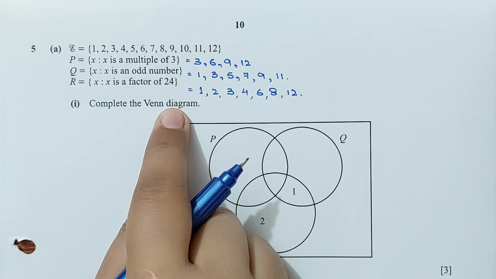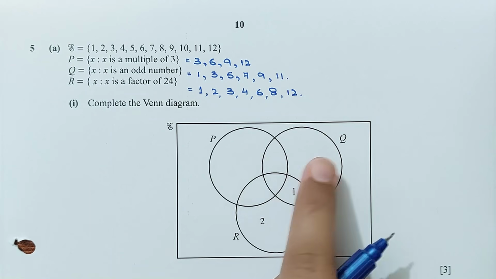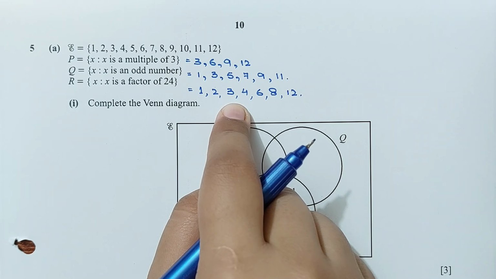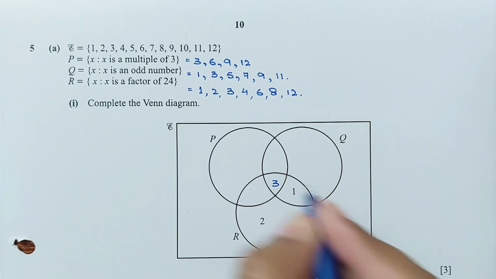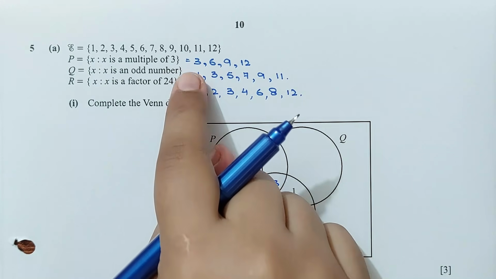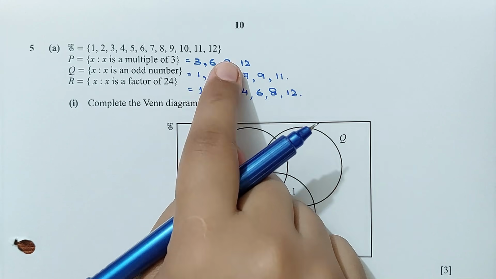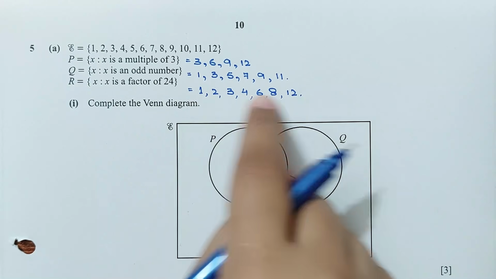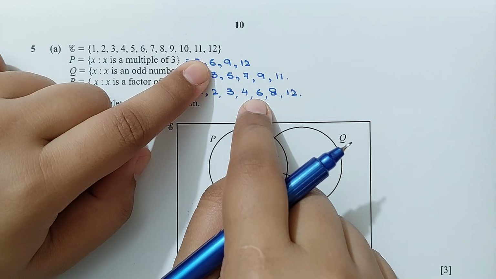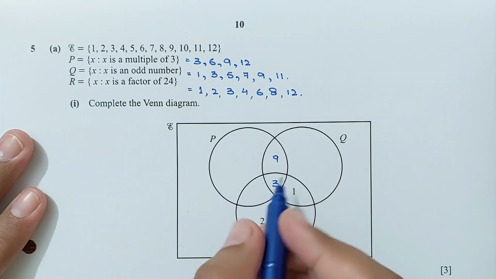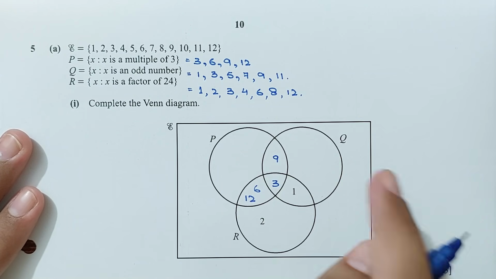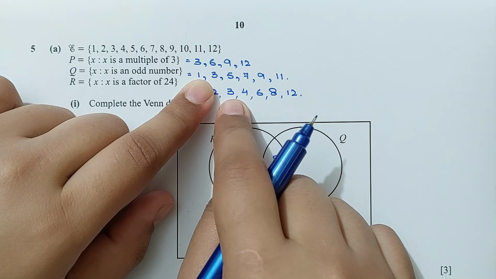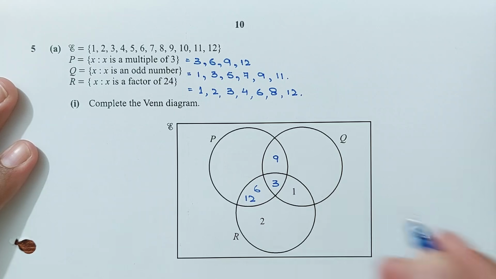Alright. Number 1, complete the Venn diagram. First of all, let me find P intersection Q intersection R, this region. The intersection of P, Q, and R is just the number 3. Then let me find the intersection of P and Q. This is 3 and 9. Intersection of P and R. Again it is 3, 6, 12. The intersection of Q and R is 3 and 1 as well. Right. 1 is already written. 1 and 3.